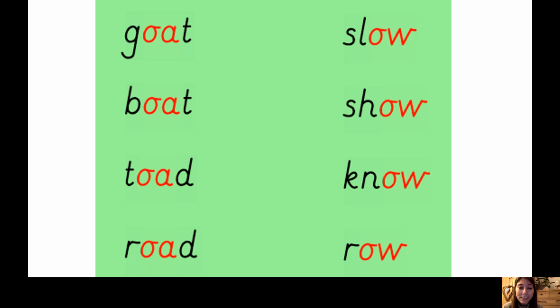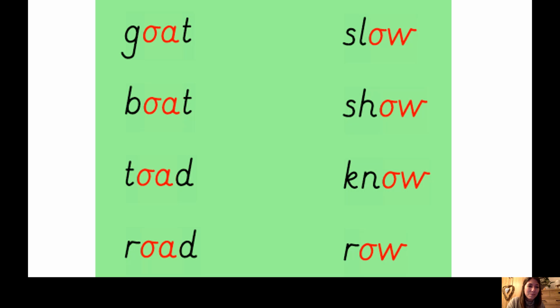Now I've noticed on the left hand side the OA seems to be in the middle of words. Do you agree? You do? Fab. And on the right hand side, where does that OW seem to be? Yes, seems to be at the end of words. I wonder what family member that might be.